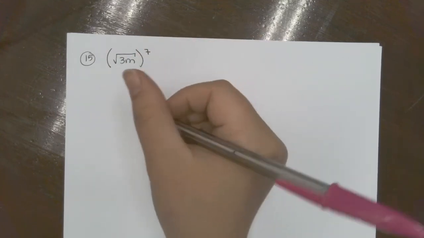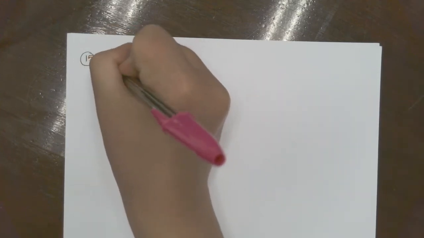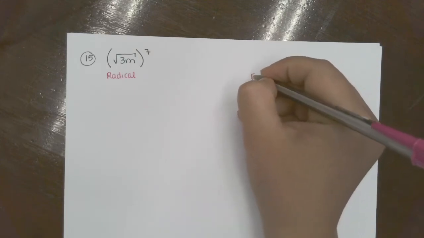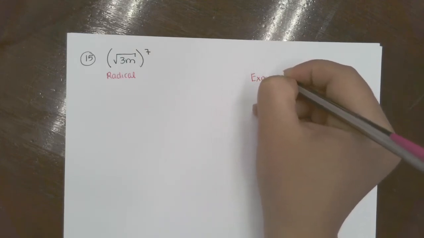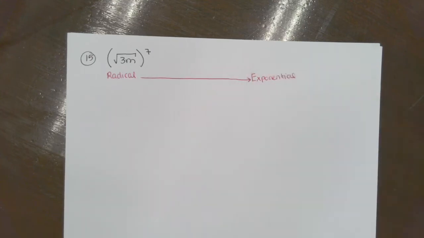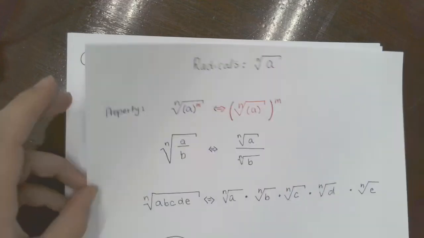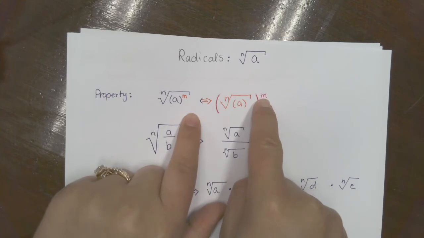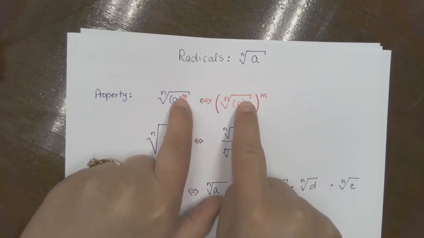Now this is in radical format and they want it in exponential. So this is a radical and they want it in exponential. One thing that you need, let's see if I can find it really quickly. Oh, I do, right here, for the exponent. Sometimes your exponent is out in front. Sometimes your exponent is on the inside.